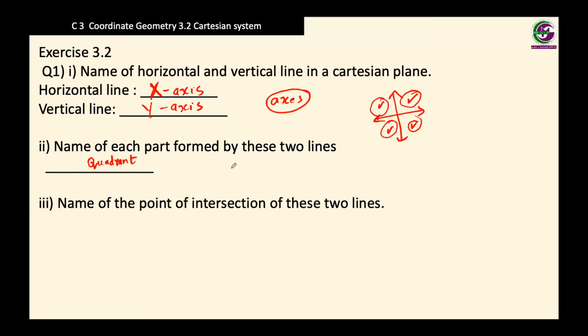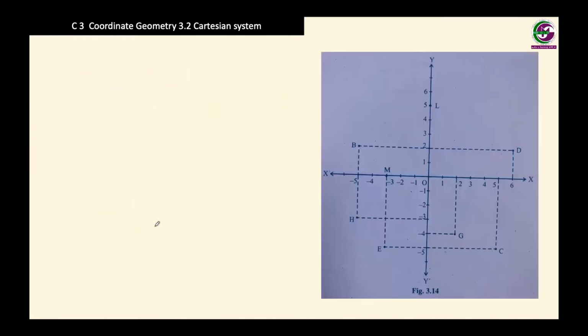Okay. Now name the point of intersection of these 2 lines. The 2 lines will meet at the point called, excellent, origin. And if they ask you what are the coordinates of origin, it is 0, 0. They didn't ask you here, but in case.